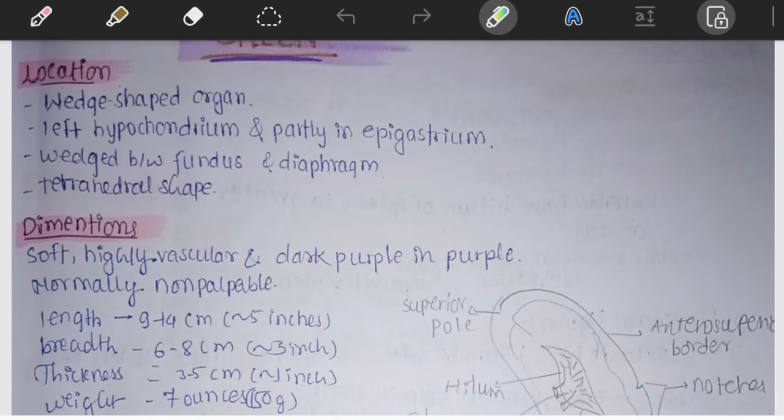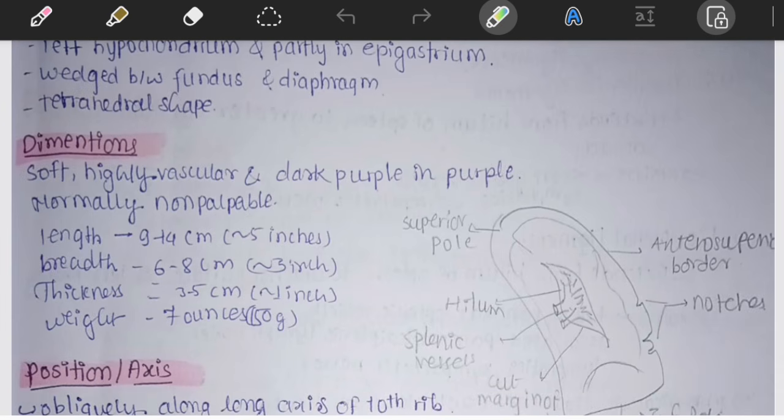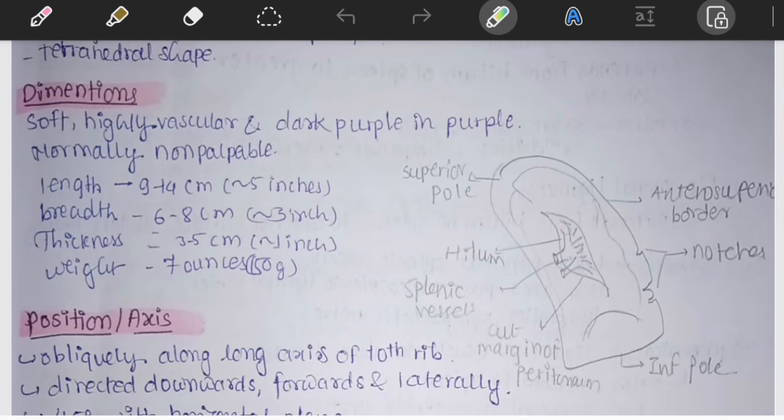Let's see the dimensions. Normally the spleen is 9 to 14 cm long, 6 to 8 cm broad and about 3 to 5 cm thick. Its average weight is about 150 grams and it is soft, highly vascular, and normally not palpable in healthy adults. Now here is the important clinical point. If the spleen becomes enlarged enough to become palpable, don't just think, okay, the spleen is bigger. Think about the direction in which it enlarged. We will come back to the disease, splenomegaly, later.